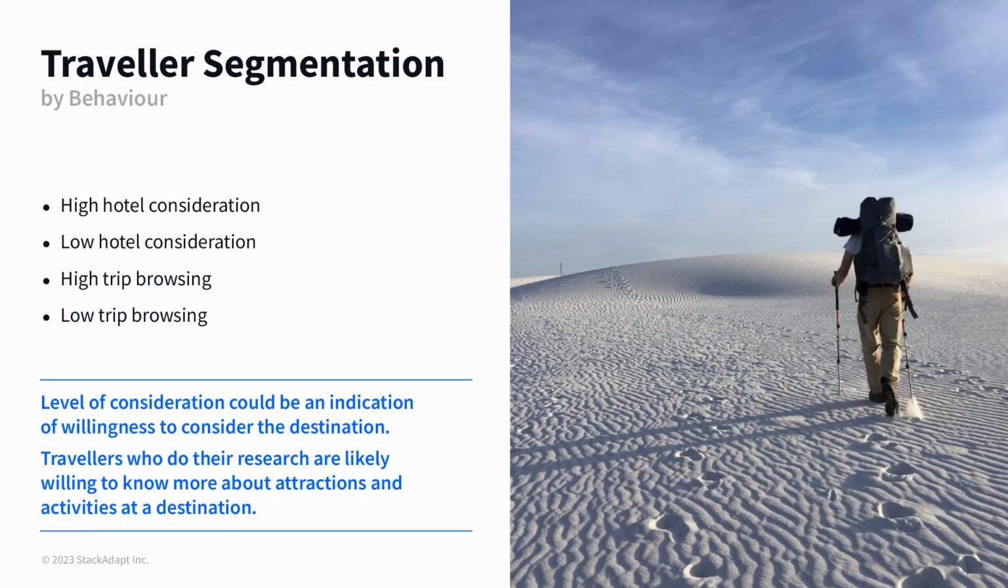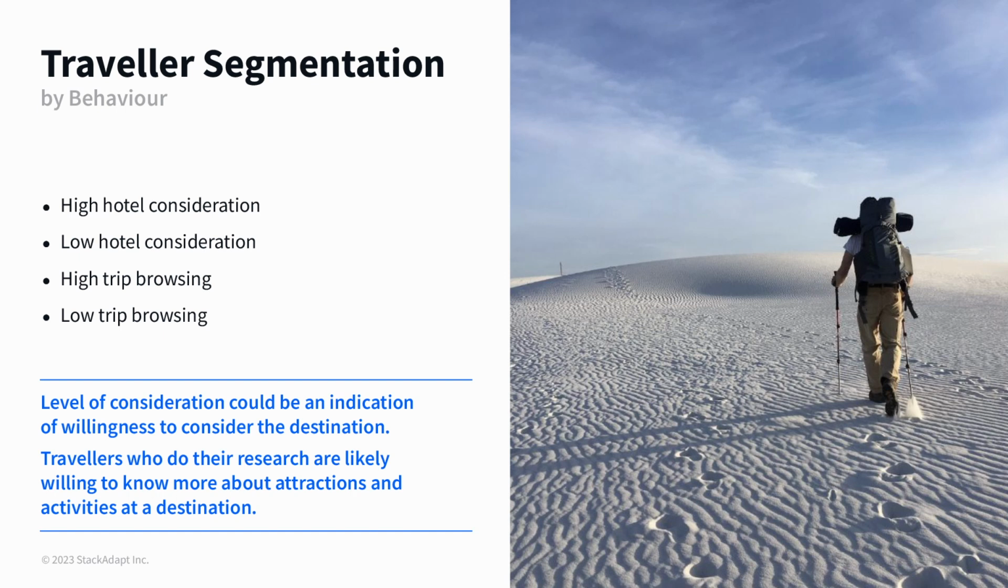Behavior is also super interesting. This is based on very high consideration for hotels at this stage versus low consideration. And then we have high trip browsing and low trip browsing. So obviously travelers may be staying in different locations. If you are marketing a hotel, you want to have high hotel intent. If you are marketing an outdoor camping experience, low hotel might be more useful.